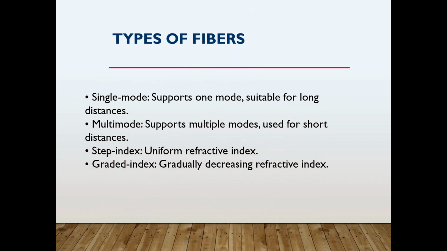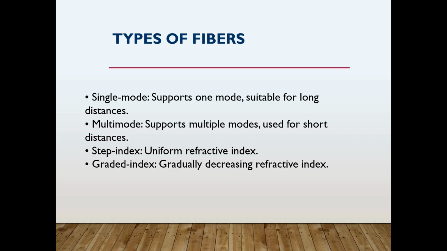Now we'll discuss the types of fibers. The first classification is based on the number of modes that a fiber has. The first type is single mode fibers. They have a small core and support only one light path. Because of this, they are ideal for long distance communication and have minimal dispersion. The second type is multimode fibers. They have a larger core and support multiple light paths. Because of this, they are suitable for short distances but are prone to intermodal dispersion.